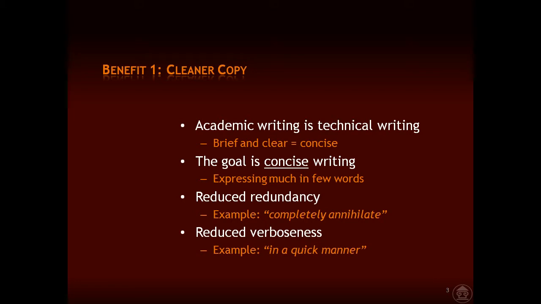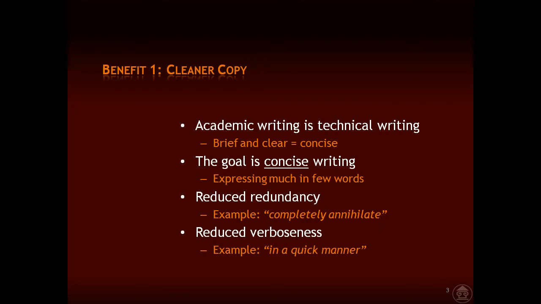Part of concise writing is reducing redundancy. For example, take the phrase completely annihilate. That phrase is redundant because the word annihilate means to completely defeat. So completely annihilate means to completely defeat, and in that way it's redundant. That's the kind of thing that's removed from academic writing to make it more concise.